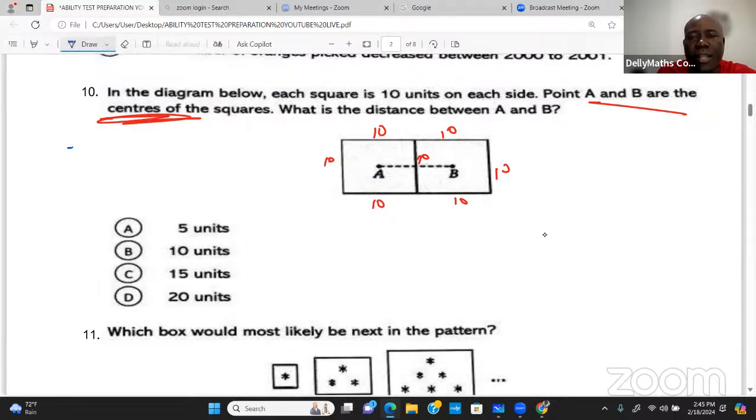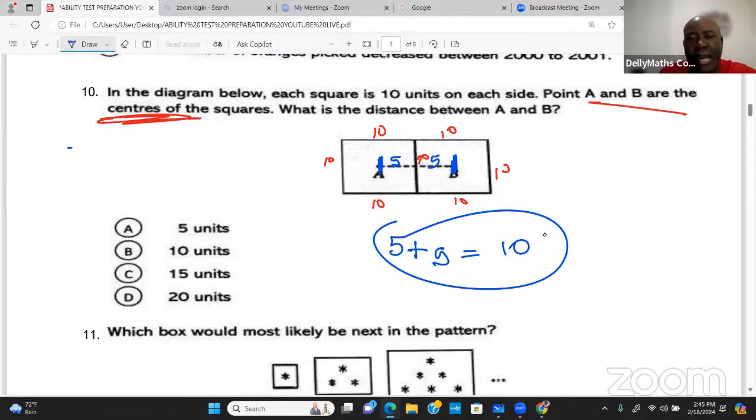Now, because we were told that they were center, we could understand that this must be 5 and this must be 5. Because if the entire thing was 10 and you're at the center, then that means you would have been at marker 5. So then the distance between these two is adding 5 plus 5, and the distance between them is definitely 10 units. And we're looking for that, and it is right here at B. So B, I'm seeing where 10 is going to be a nice one for that. All right, so that's question 10.